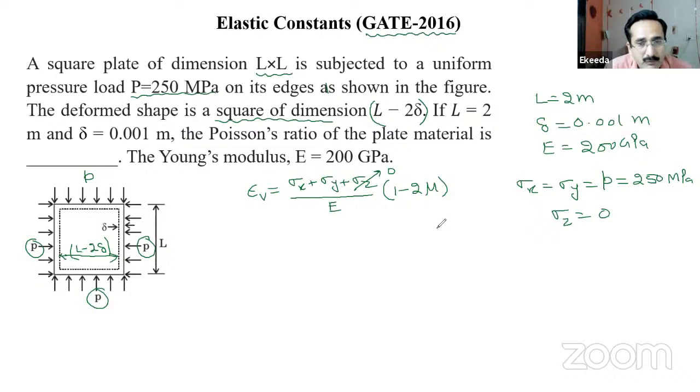But we are talking about volumetric strain, volume. So we can assume that this square plate has some small thickness T, so that we can apply this volumetric strain concept here. T is the thickness of this material.